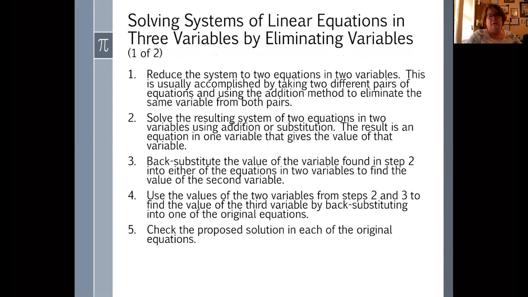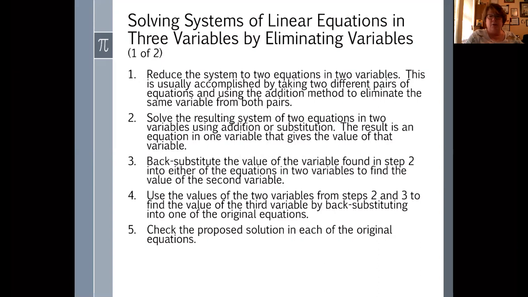All right, how do we solve a system of linear equations in three variables? We're going to do it by eliminating variables. Step 1, reduce the system to two equations in two variables. This is usually accomplished by taking two different pairs of equations and using the addition method to eliminate the same variable from both pairs. Step 2, solve the resulting system of two equations in two variables using addition or substitution. The result is an equation in one variable that gives the value of that variable.